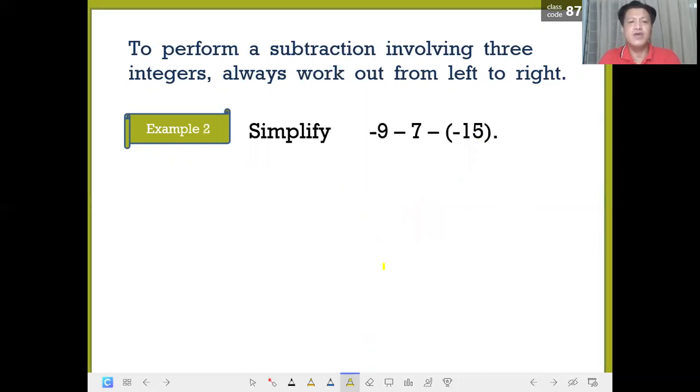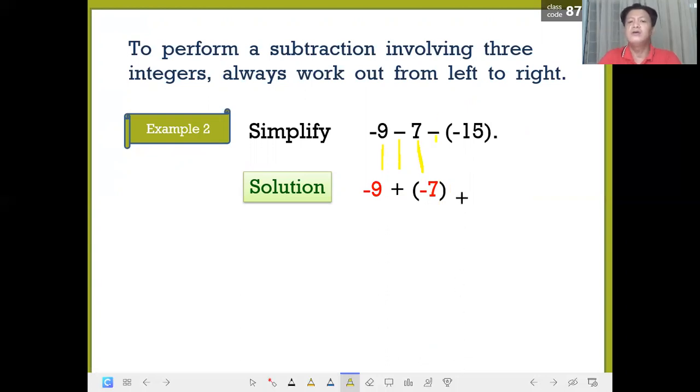Okay, so next we have number 2. Simplify negative 9 minus 7 minus negative 15. Okay, di ba yung rule natin? Keep, change, change. So meaning to say, our solution will be, okay, so meaning to keep mo lang si negative 9 or copy natin. Then next is, change the operation from subtraction, magiging plus siya lagi. And then change the sign of the subtrahend, yung 7 or positive 7, naging negative na siya.